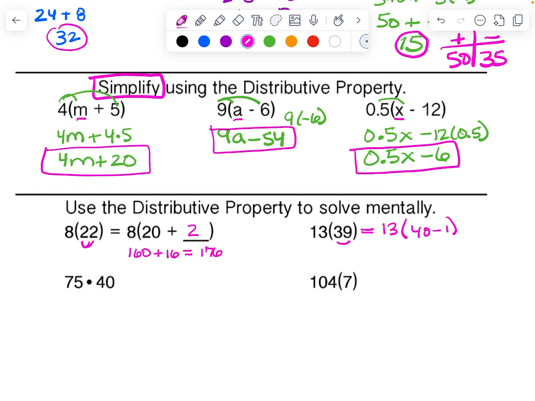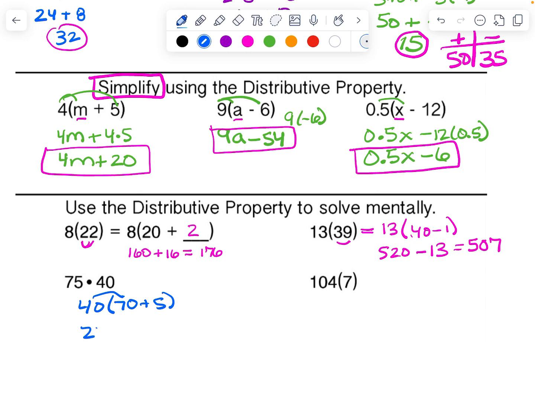Here I have 75 times 40. Wouldn't it be easy if I changed that 75 to 70 plus 5? And then 40 times 70 is easy because we know 4 times 7 is 28. I just need a couple more zeros. And I know 40 times 5 is 200. And then look how easily I got 3,000. And lastly, I'm going to make this 100 plus 4. I know 7 times 100 is 700. And then 7 times 4 is 28, so this would give me 728.